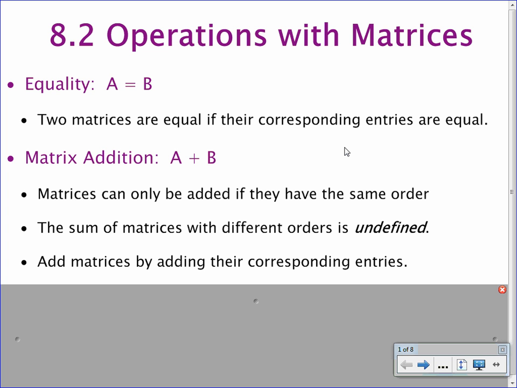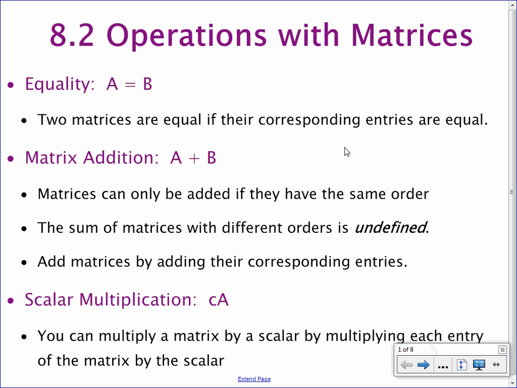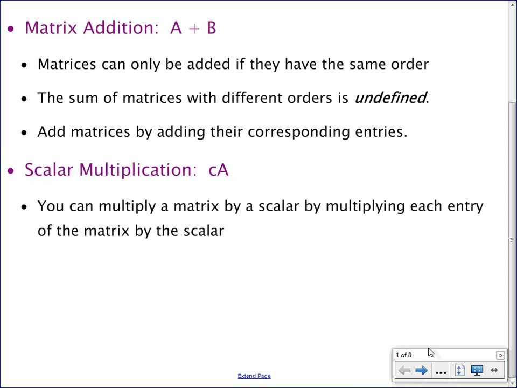All right, and then scalar multiplication is just when we have, well, what's a scalar? It kind of acts like a coefficient, right? If we have a scalar, then we're just going to multiply it to each entry of the matrix.